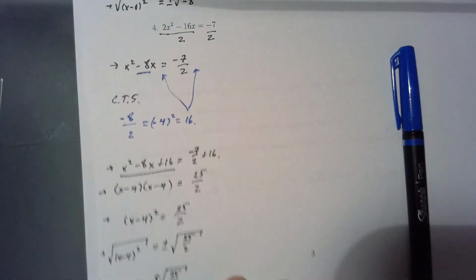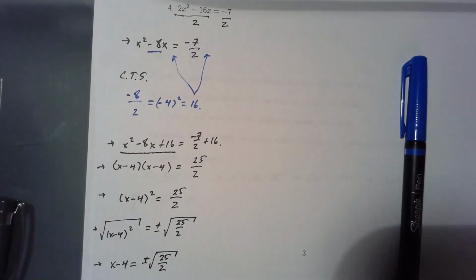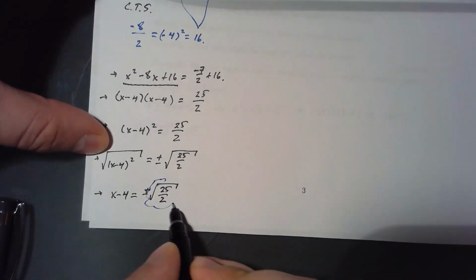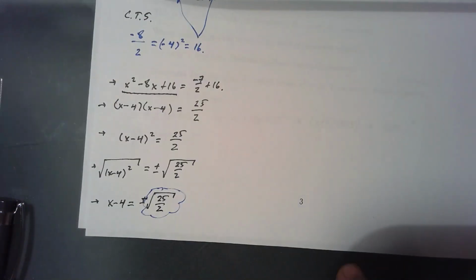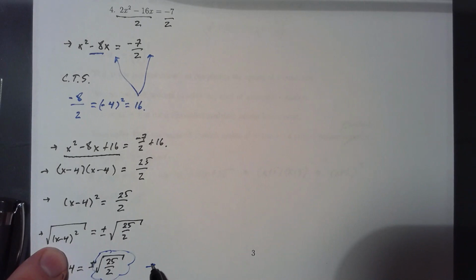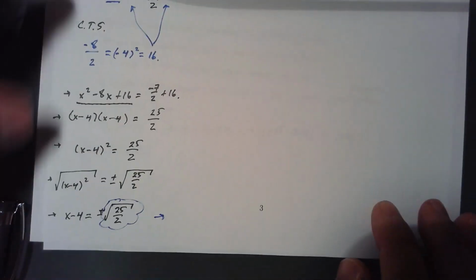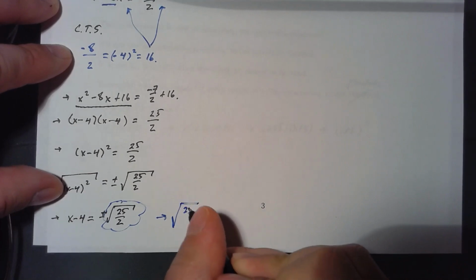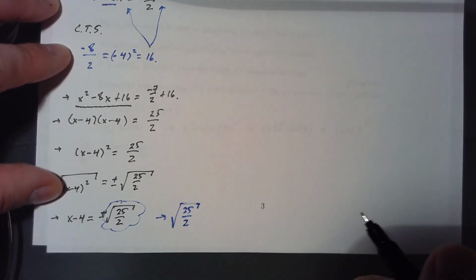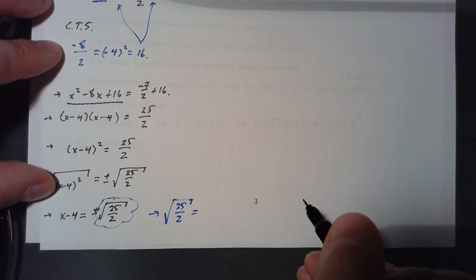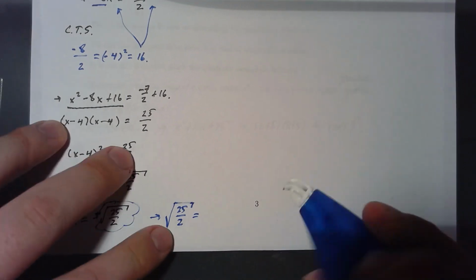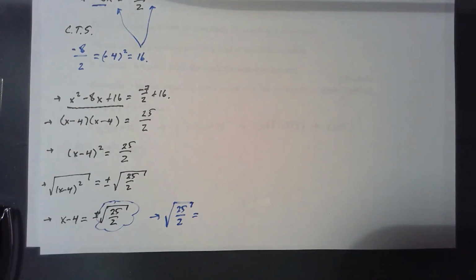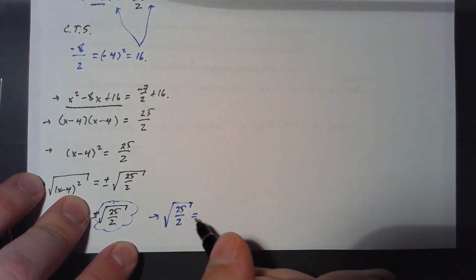Now, I'm almost done, but again, what do I have to do here? I have to simplify this number. Let me do that over here before we solve for x. So how do I simplify that? Well, I could break this up, right, using the square root property.